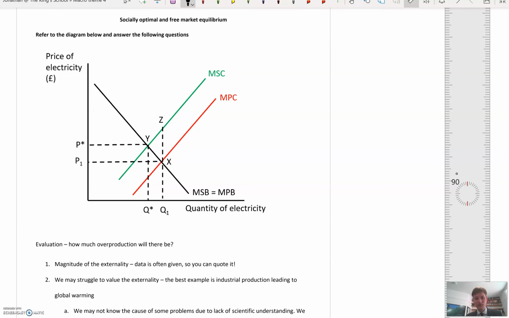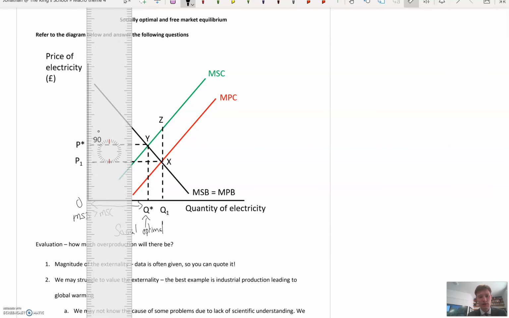That gives us this diagram here, which we've broken down. We've got our social optimum. That's what society would want the industry, the market, to be producing. And we're going to explain why. It's quite interesting. If you notice, from 0 to Q star, every one of these goods has a marginal social benefit which is greater than the marginal social cost.